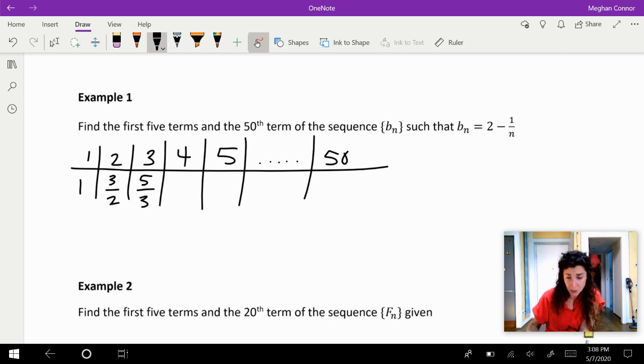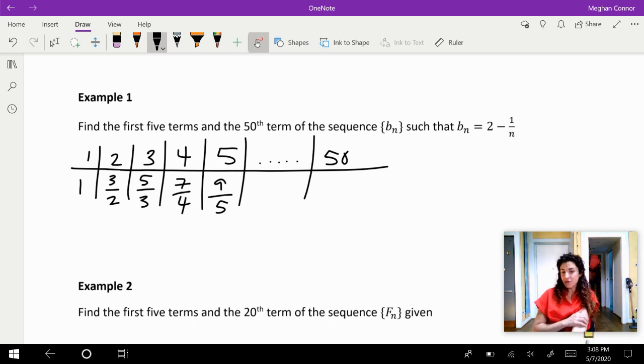Term 4 would be 2 minus a fourth, so 8 over 4 minus 1 over 4, and that would be 7 over 4. Term number 5 is 2 minus 1/5, so 10/5 minus 1/5, and that's 9/5.